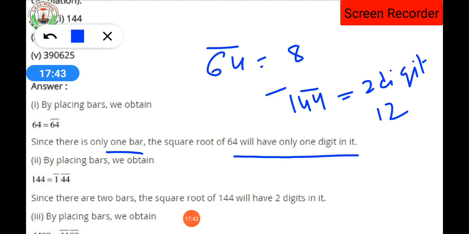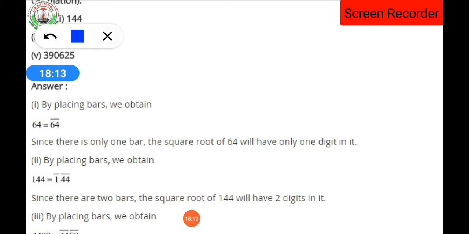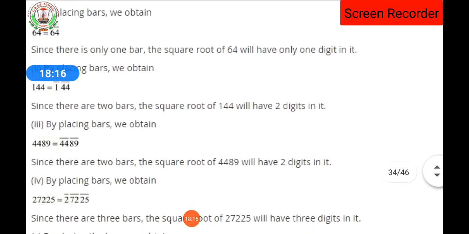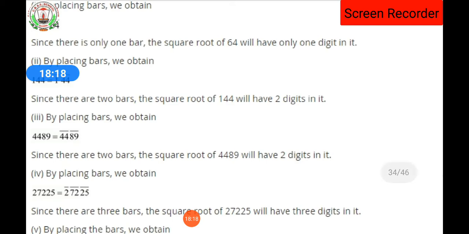मतलब ये हमको बार यूज़ करके बताना है कि जो स्क्वायर रूट होगा, जो नंबर है, क्वेश्चन है, उसका जो स्क्वायर रूट होगा वो कितने डिजिट का होगा. सो 64 में एक ही बार लगा है, दो नंबर का पेयर बना के बार लगाएंगे तो 64 में एक नंबर का पेयर बना है तो वहाँ एक नंबर होगा उसका स्क्वायर रूट में, तो 8 होगा. अगर 144 में 2 बार लगा है, तो वहाँ पर 2 डिजिट होगा स्क्वायर रूट के आंसर में, तो 12 हो गया. क्लियर?